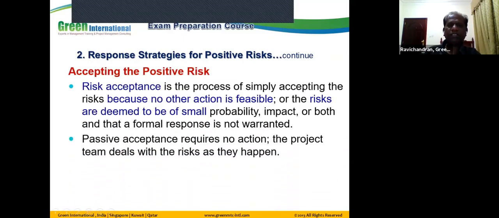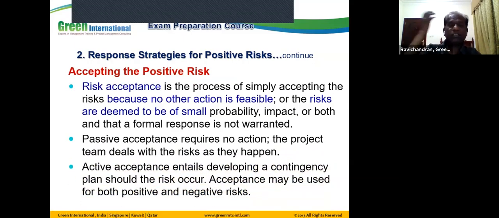The fourth one is acceptance. What do you mean by acceptance? There are no other options available. Okay, let us accept this risk. Whatever happens, we will deal with it. We will bear with it because generally it happens because you could not come up with a workable action plan, or maybe the risk has a small probability of happening, a small impact, or both. So you may not require formal response actions for these kinds of risks, which is generally adopted for a risk acceptance strategy. But there are two types of acceptance.